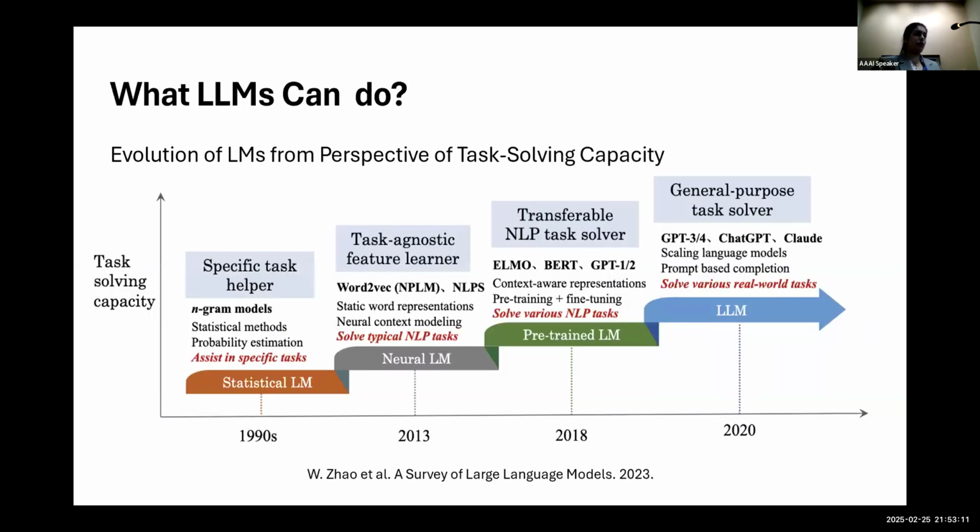Now, what can LLMs do? In earlier eras, around 1990, LLMs were able to help in very specific tasks like statistical models and probability estimation. But now, in this era where we have models like OpenAI's GPT, we can use LLMs for general purpose tasks and use an LLM as a solver for many problems like summarization, language model scaling, and various real world tasks.